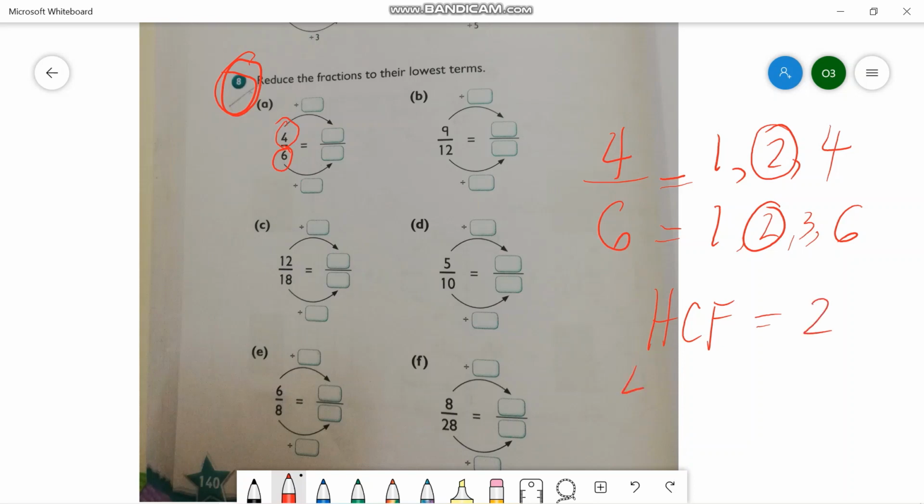Now we have to divide 4 and 6 by 2. 4 divided by 2 is equal to 2, and 6 divided by 2 is equal to 3. So the answer in number 1 is 2/3. Okay, let me give you one more example, letter B.